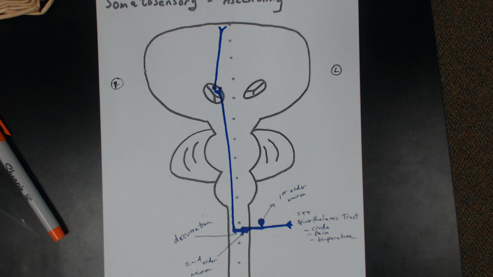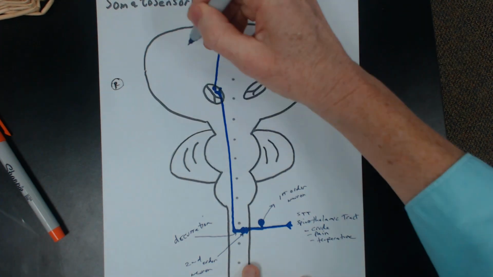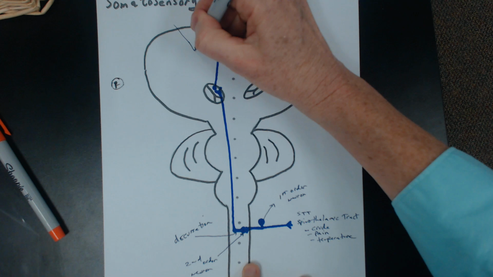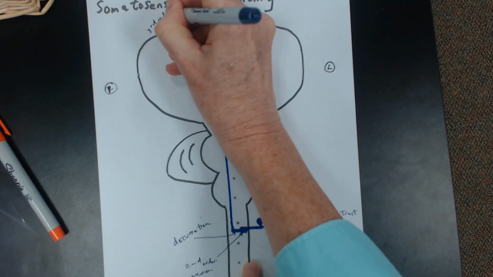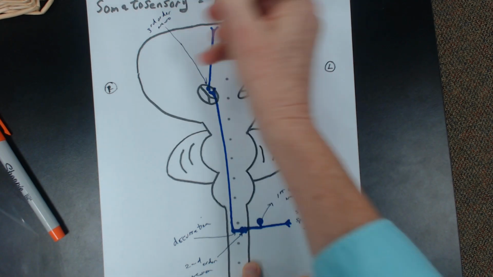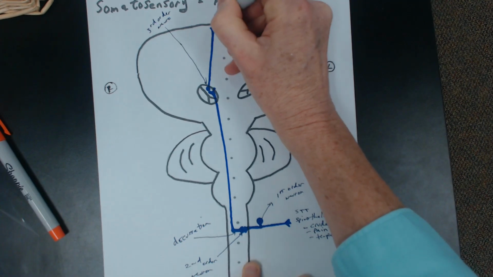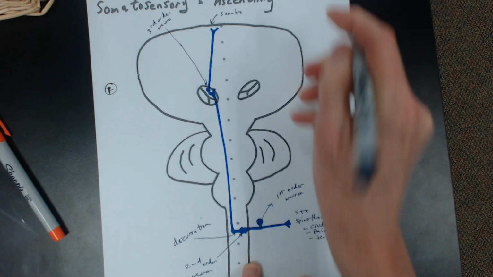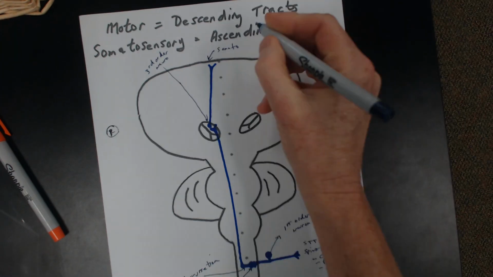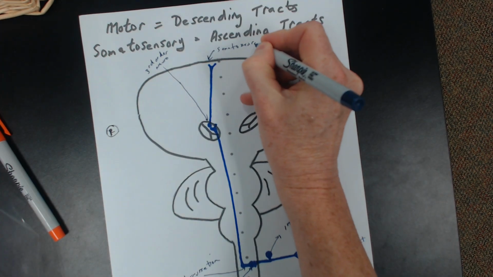So, coming from the neuronal cell body in the thalamus is the 3rd order neuron? Yes, thank you. That's the 3rd order neuron. And here's your 3rd order neuron. And then this is going to the postcentral gyrus, or I'll just say somatosensory cortex. Can you see that?